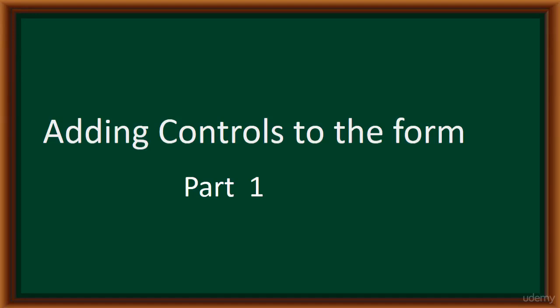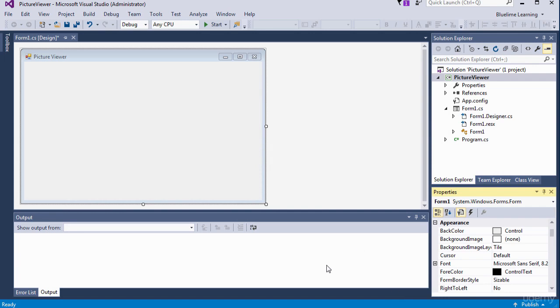In this lecture, we are going to add controls to the form. This is going to be a two-part lecture series on adding the controls. The first control I'm going to add here is called the table layout panel control. This control is going to help us later to align other controls we will add to the form later.